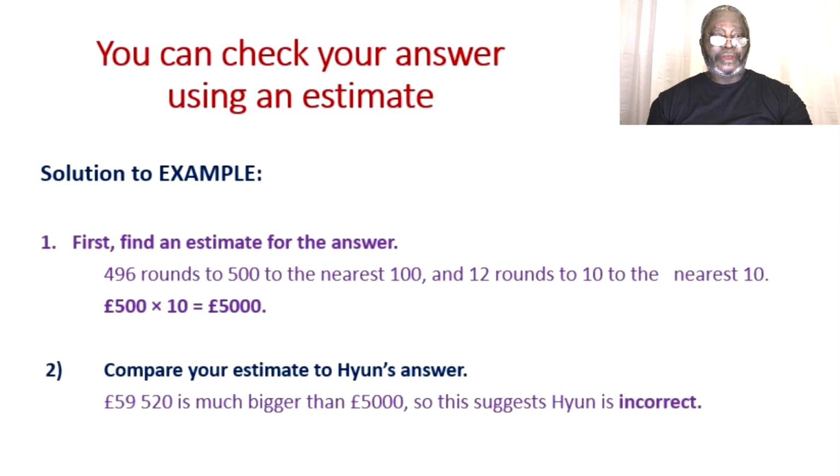Solution to the example. First, find an estimate for the answer. 496 rounds to 500 to the nearest 100, and 12 rounds to 10 to the nearest 10. So 500 times 10 is 5,000. Compare your estimate to Hyun's answer. 59,520 is much bigger than 5,000. So this suggests that Hyun is incorrect.